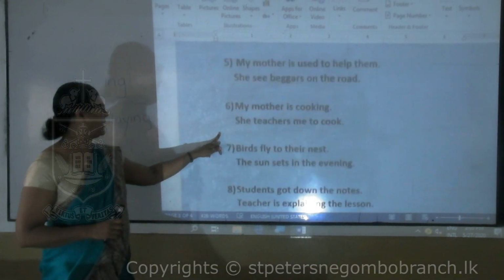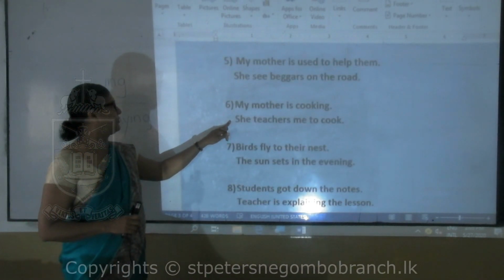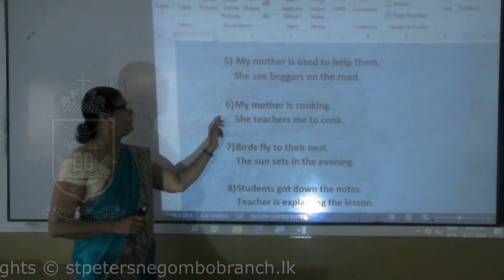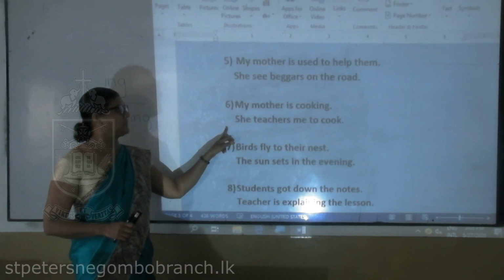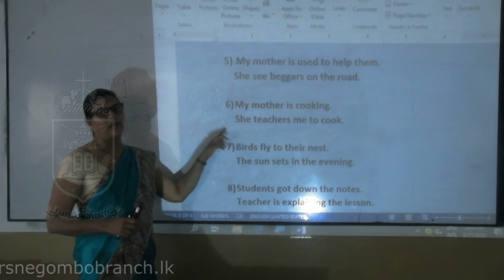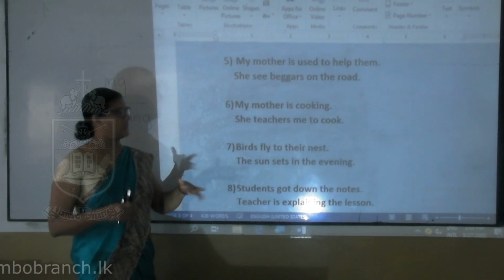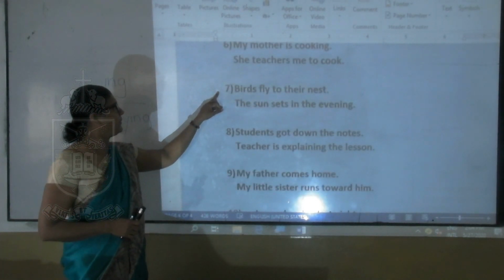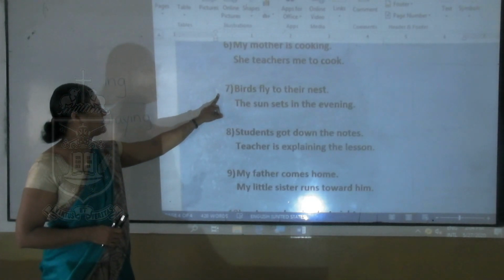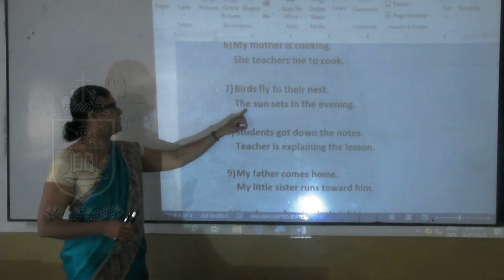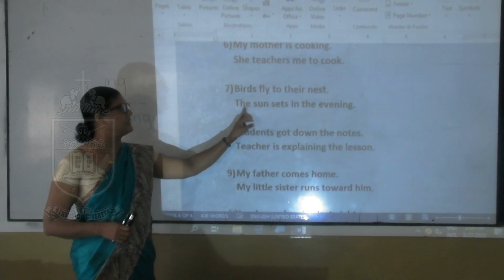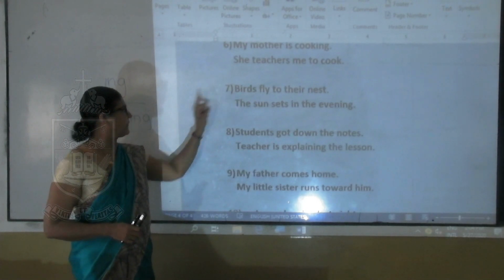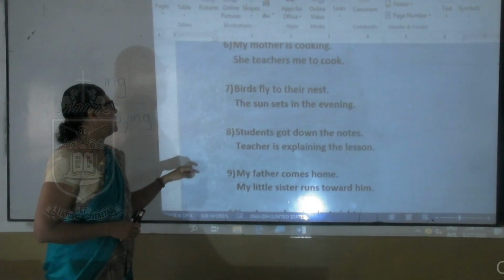My mother is cooking. She teaches me to cook. Here you can see continuous action. While my mother is cooking, she teaches me to cook. While she is cooking, ongoing action. Birds fly to their nest. The sun sets in the evening. When the sun sets, simple tense. When the sun sets in the evening, birds fly to their nests. You have to use when.